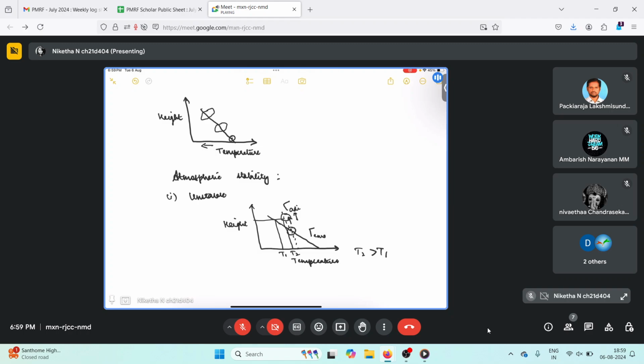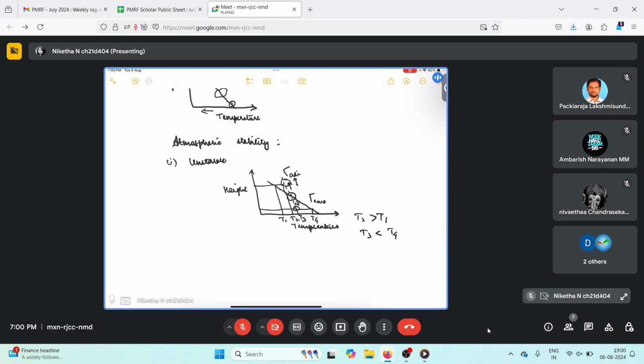Similarly, if the wind is pushing the air parcel downwards in this direction, then what happens? T2 will be less than. Imagine we are taking the height at this point. So yeah, imagine this is T3 and this is T4. So at this height, your T3 is lesser than T4.